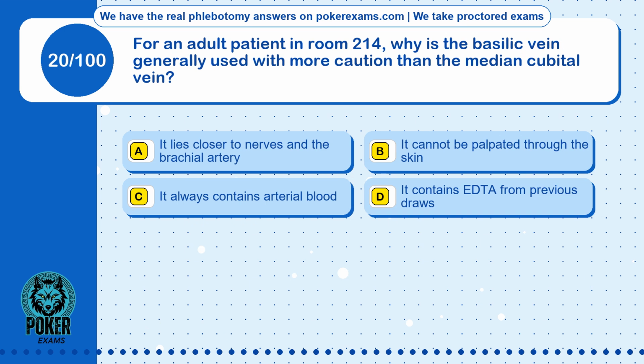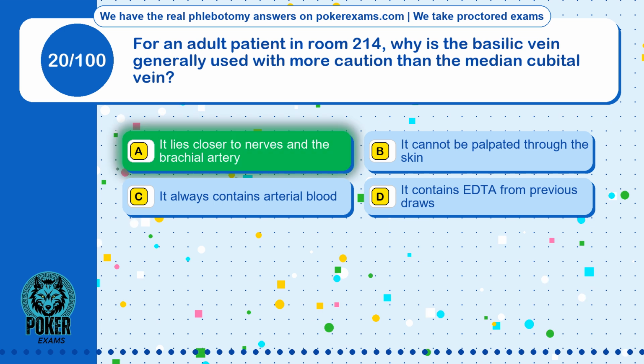Question 20. For an adult patient in room 214, why is the basilic vein generally used with more caution than the median cubital vein? Option A. It lies closer to nerves and the brachial artery. Option B. It cannot be palpated through the skin. Option C. It always contains arterial blood. Option D. It contains EDTA from previous draws.